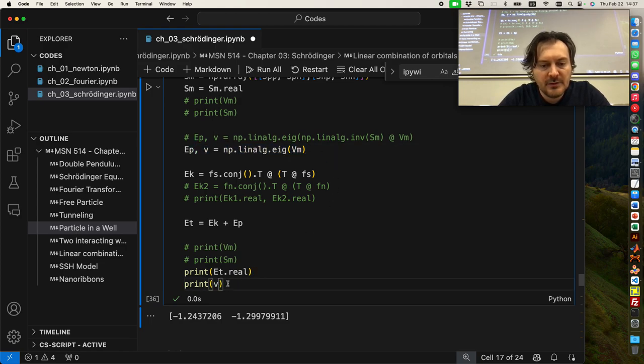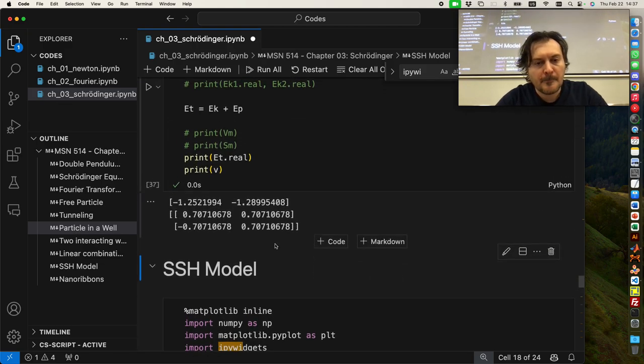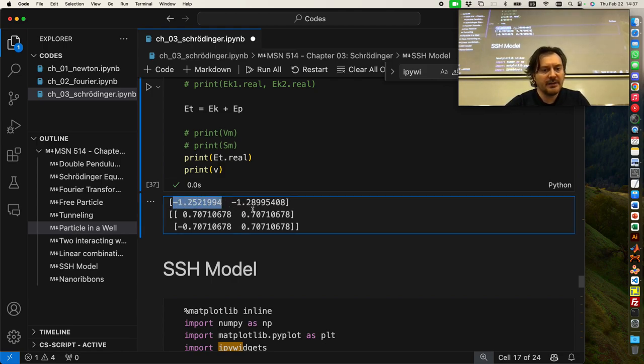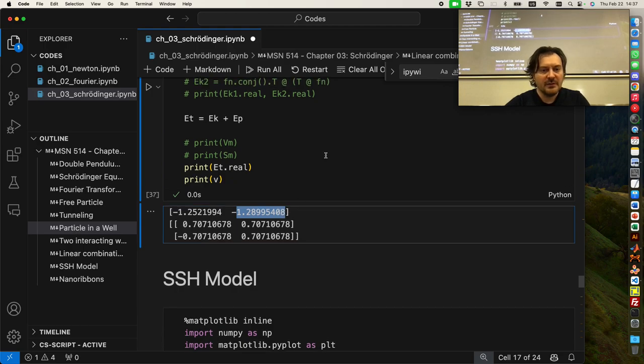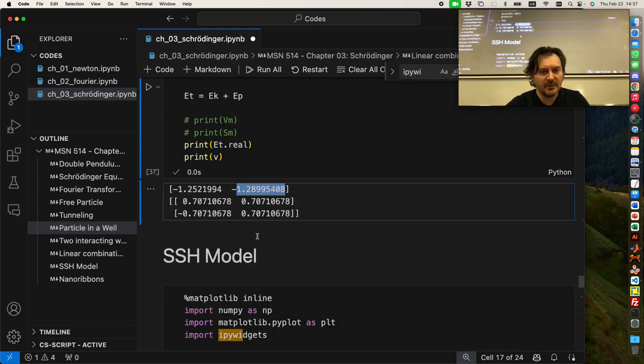And let me plot the energies and also the wave functions. So we have minus 125 in that case and minus 129-ish. So let's compare them. 129 close to this one, and the other one is close to minus 126, 125. So the lower energy one is the bonding, because if you look at here, it's basically 1-1.